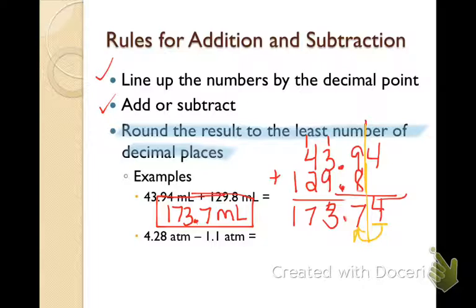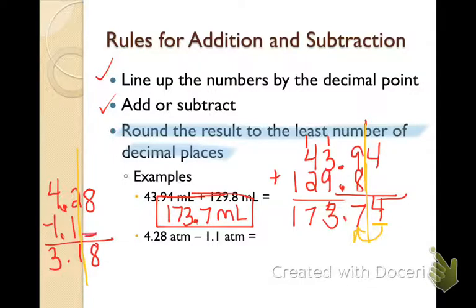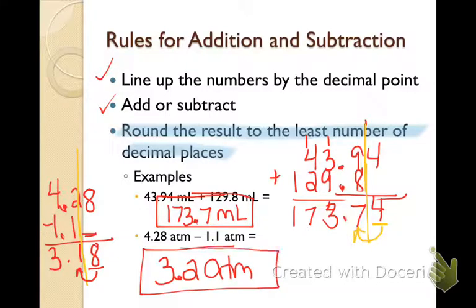All right, so now let's go to the second example. 4.28 ATM. ATM just stands for pressure. And we're going to subtract, minus 1.1. So I've lined up the numbers, now I'm going to subtract them. So we have 8, 1, and 3. Next, I'm going to round to the least number of decimal places. There's no number right there, so now I'm going to see what this 8 does to that 1. It should round it up. So now I should have 3.2 ATM. And box your final answer.